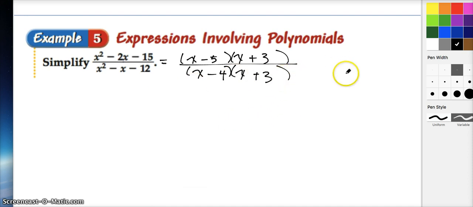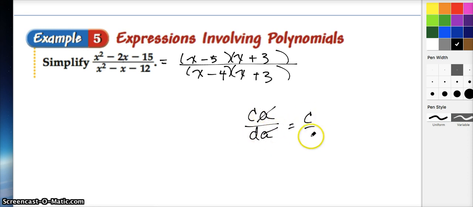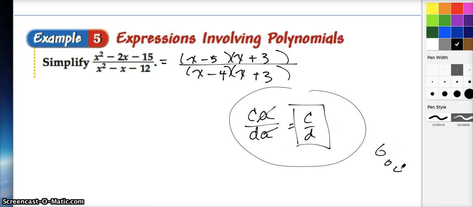This is very similar to having a problem. Watch the analogy. CA over D times A. Cancel out the A's and we're left with C over D, right? That makes sense. This is a thought bubble, by the way. You're just thinking about it. You're like, wait a minute, this is something I could do.